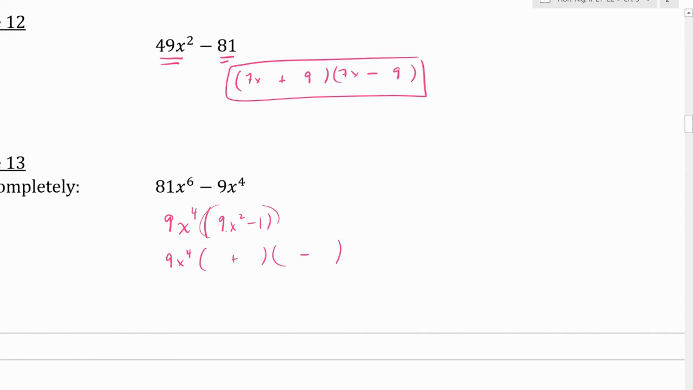One's a plus, one's a minus. What did I square to get 9x squared? That's 3x. What did I square to get 1?